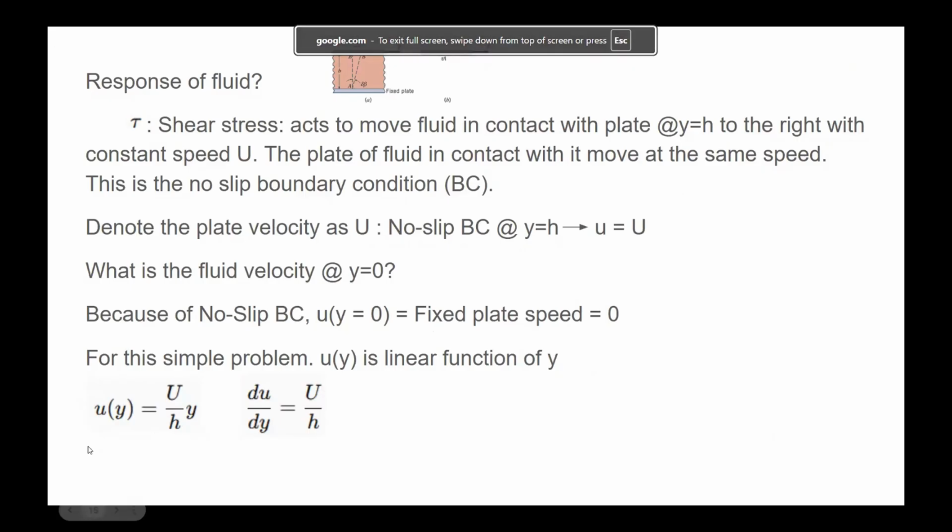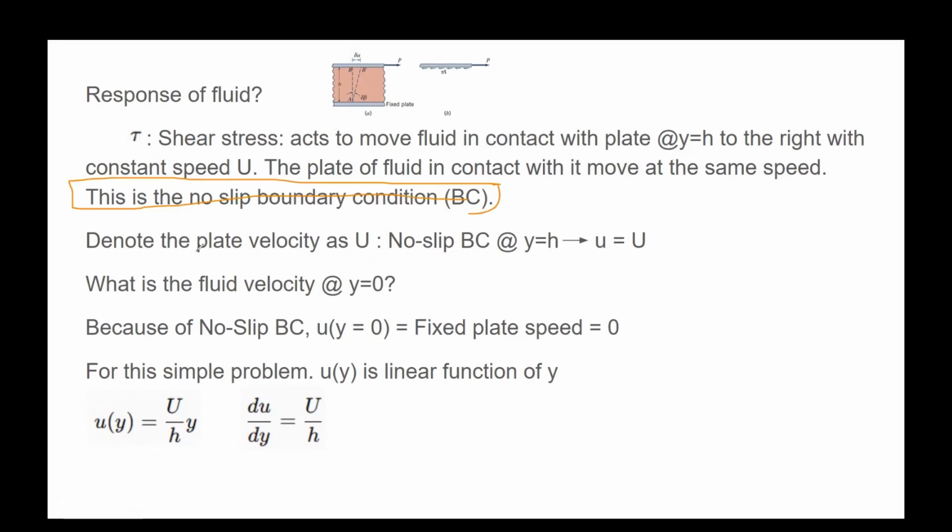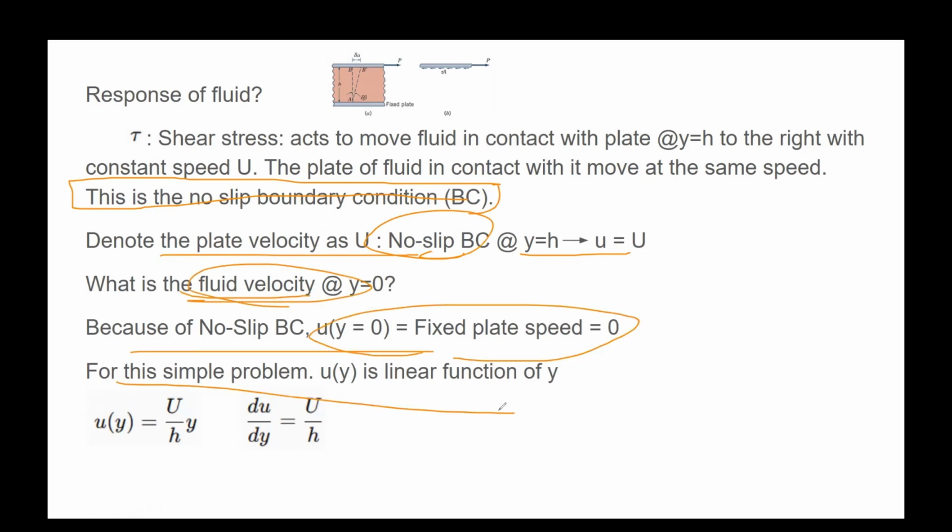There's no slip. These are just boundary conditions, and you'll figure out later on why I keep emphasizing them. For now, we know the plate velocity, the boundary condition over here. There is the fluid velocity, because there's no slip, fixed plate. For simplicity, for linear functions, this is the relation you get, although we are not deriving it yet, so you have to just assume it for now.